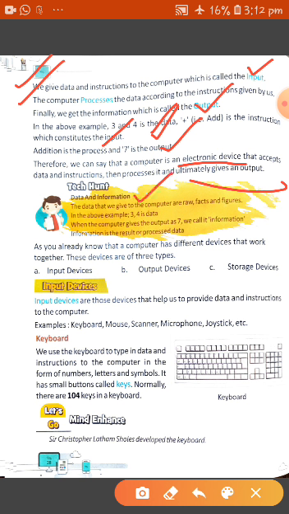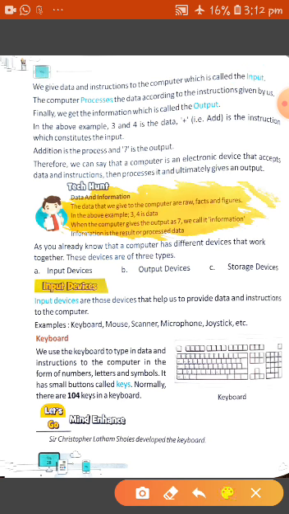So, what did we learn? Data and information. The data that we give to the computer are raw facts and figures. In the above example, 3 and 4 is data. When the computer gives the output as 7, we call it information. Information is the result of processed data.